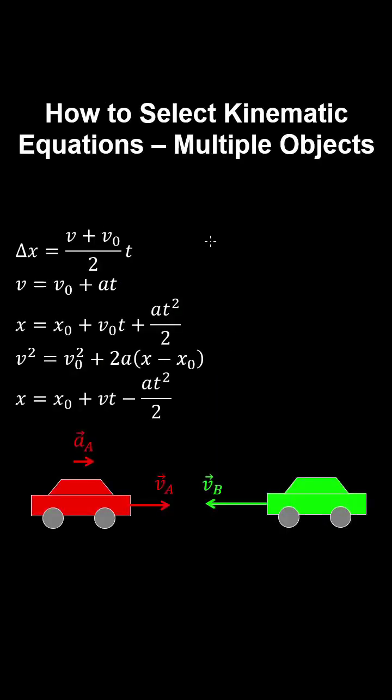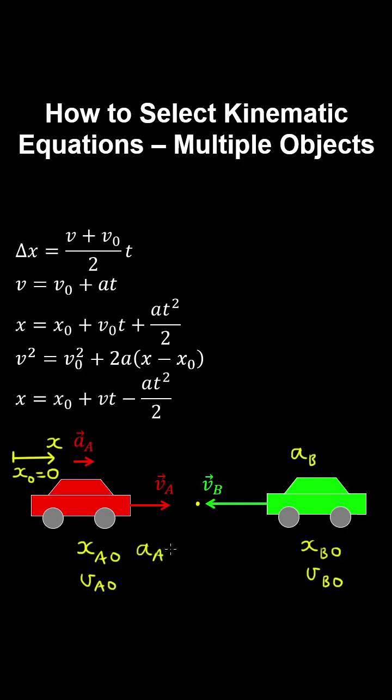Another consideration when we're selecting which kinematic equation to use in a uniform acceleration problem is the number of objects involved in the motion. So we first select our coordinate system, including the origin, so the x direction, and x0 is equal to 0 at the origin. Now suppose we want to find a position where these cars collide, and we're given the initial position of each car, the initial velocity of each car, and the acceleration of each car.